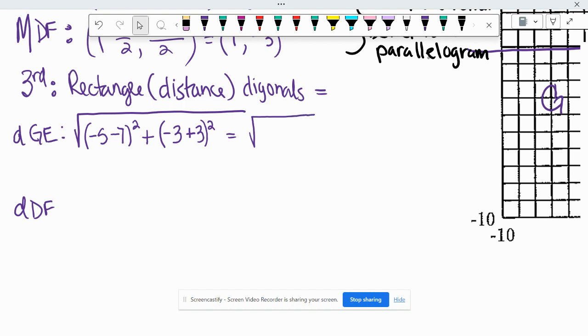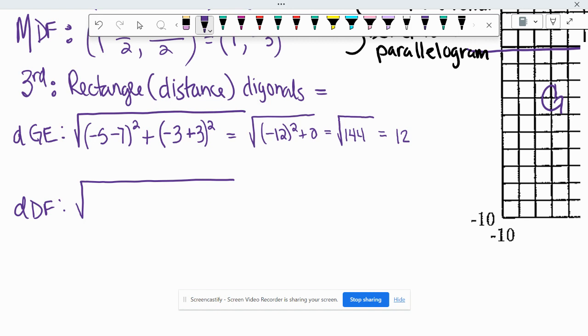All right. So what's negative 5 minus 7? It's negative 12. So negative 12, the quantity squared. Plus, what is negative 3 plus 3? And I'm not even going to square it. What is negative 12, the quantity squared? It's what? Positive, not 24. What's 12 times 12? And the square root of 144 is 12, correct?